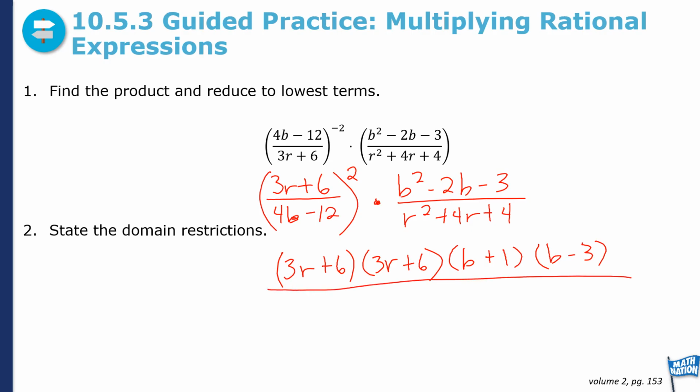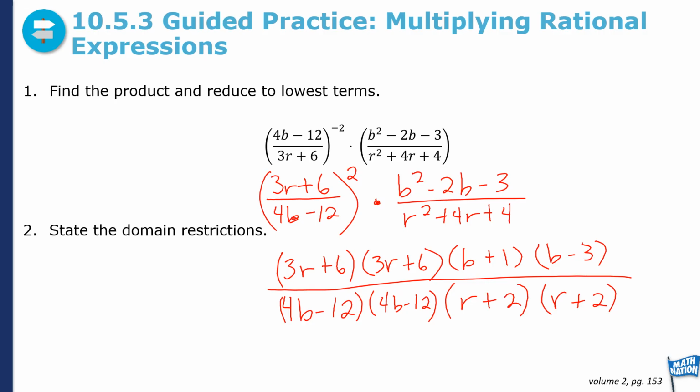Okay, let's take our denominator. So we have 4b minus 12 twice. And we know we can factor those out. And then r squared plus 4r plus 4. So we know it's 2 parentheses, r's in each, and they're both positive. So that's r plus 2 times r plus 2.